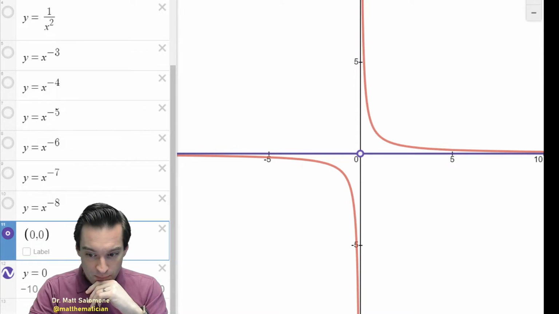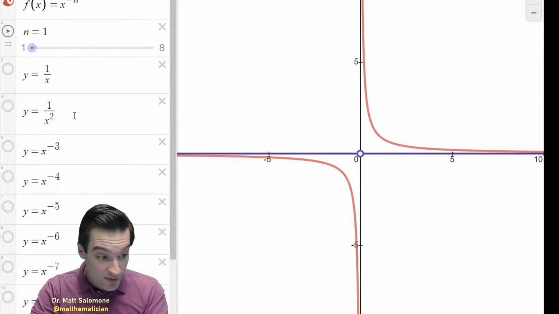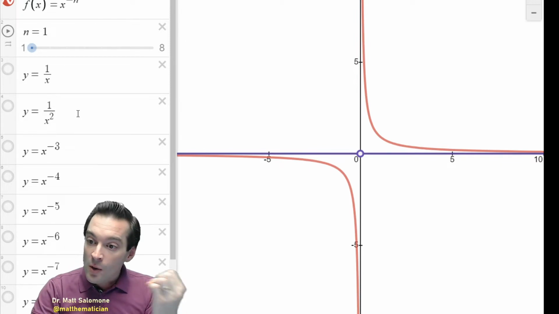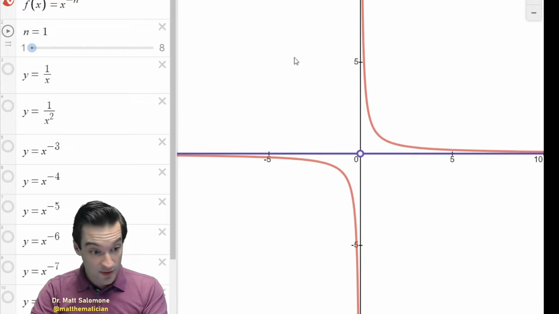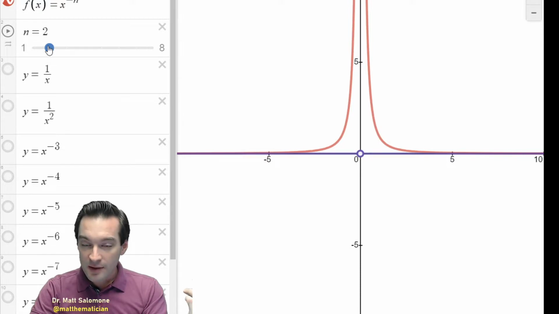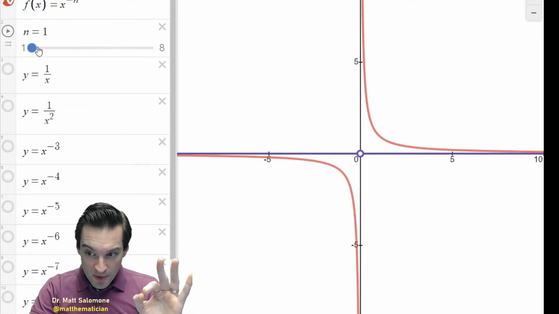Okay, so let's ask the next question. If we start to increase this exponent, if we start to look at x to the minus 2, x to the minus 3, x to the minus 4, what's going to remain the same and what's going to be different about these various functions? So let's just hit the play button and observe what happens. As I go from n equals 1 to n equals 2, we're still missing that one point in the domain. But take a look at what's happened.